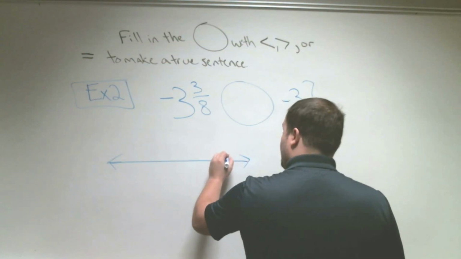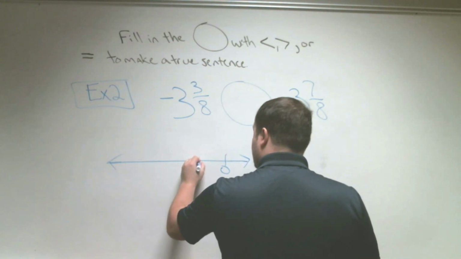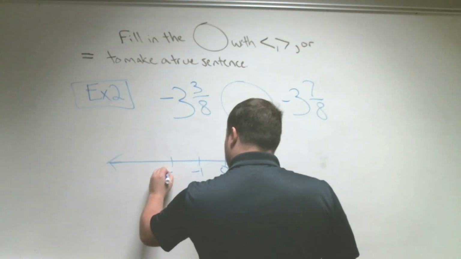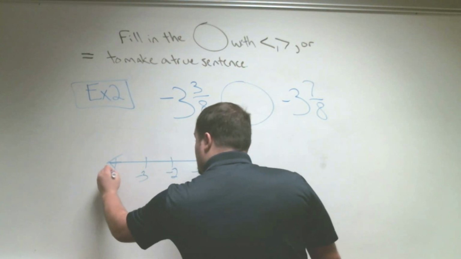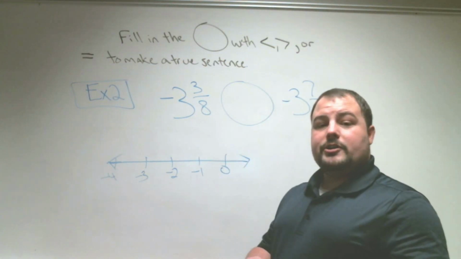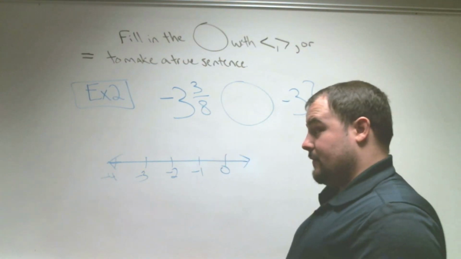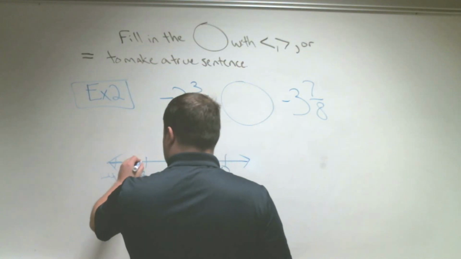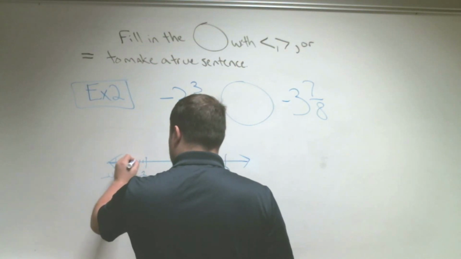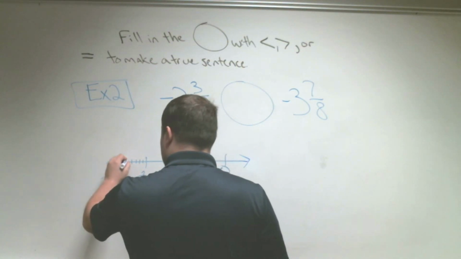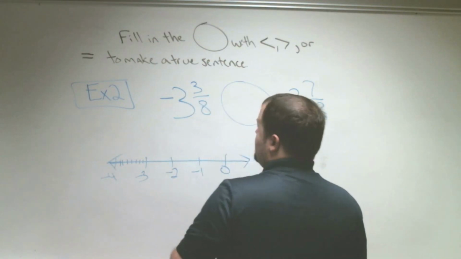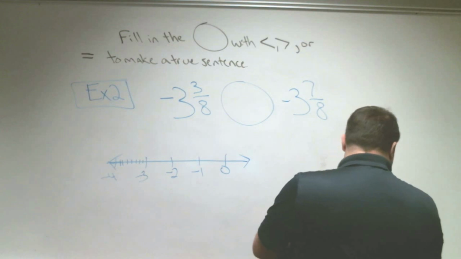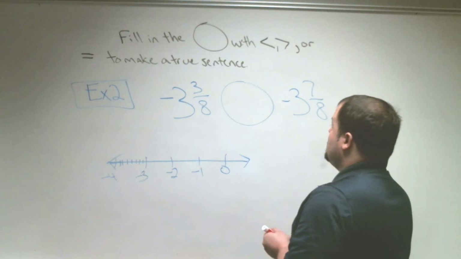I'm going to have 0 here. Here's -1, -2, -3, -4. And eighths means I want to split this up into 8 different pieces. So we got 1, 2, 3, 4, 5, 6, 7, 8. So if I want to do this, I want to establish which is bigger.